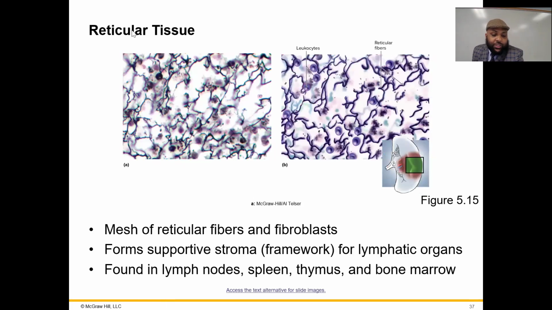There's reticular tissue. The reticular tissue is a mesh of reticular fibers and fibroblasts. It forms the supportive stroma framework for lymphatic organs, and it is found in the lymph nodes, the spleen, the thymus, and the bone marrow.